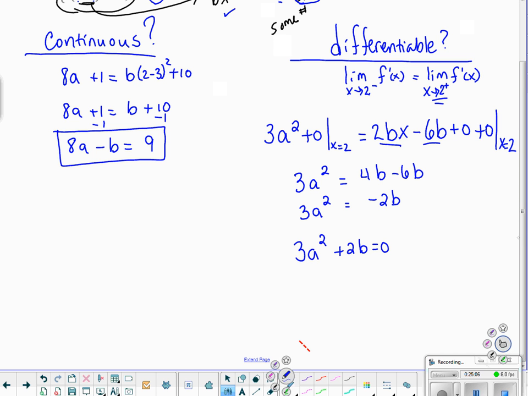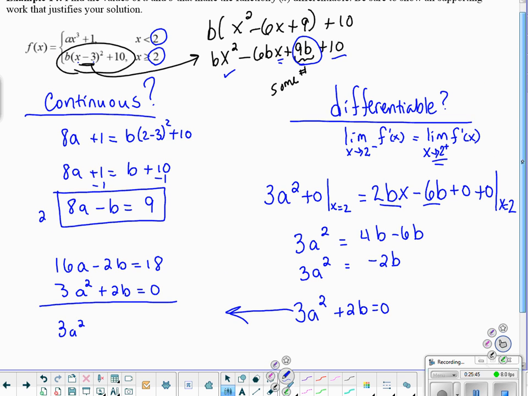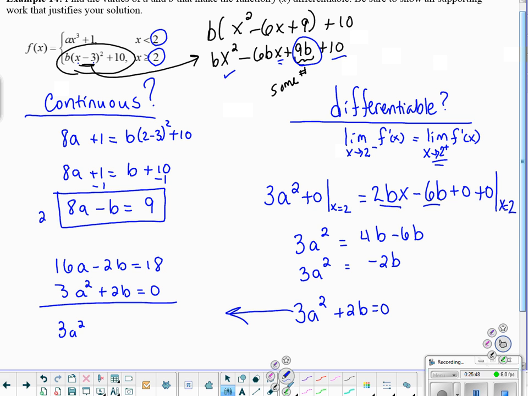Now I need to pull these two together. And that's going to be 8a minus b equals 9. Let's multiply this by 2. So 16a minus 2b equals 18. 3a squared plus 2b equals 0. And where does that take us? That gets me to 3a squared. Is that my problem? Oh my goodness, it is my problem.